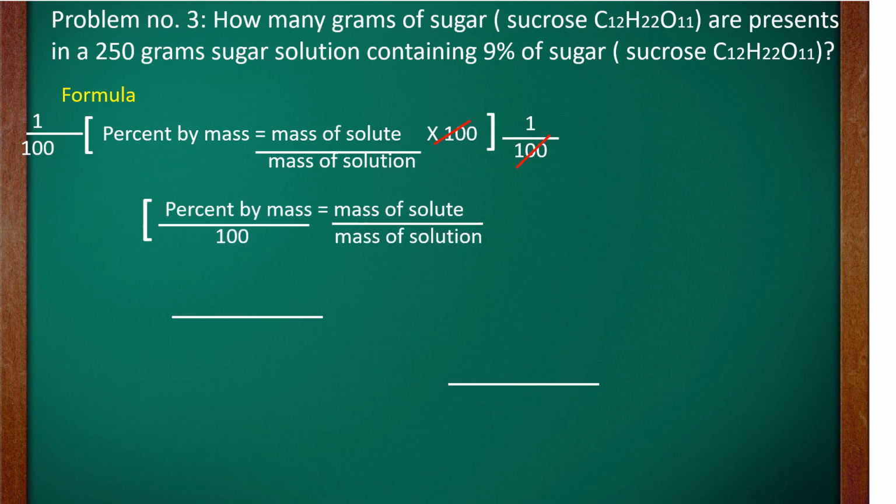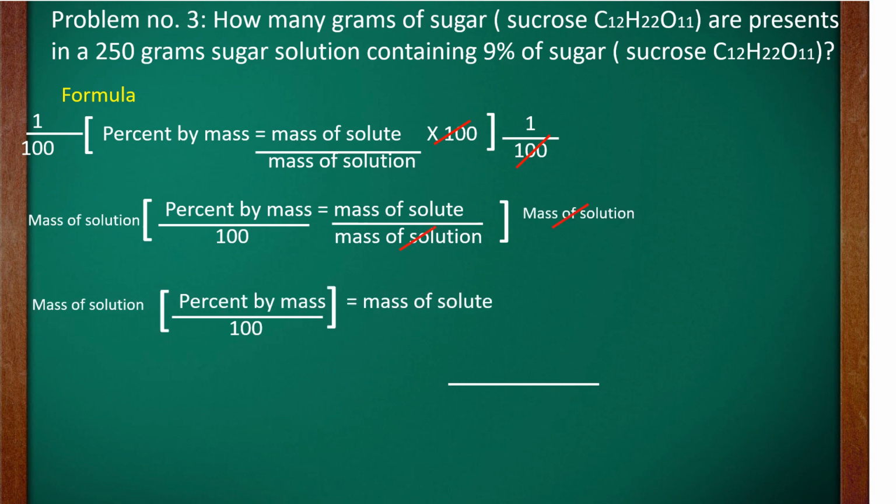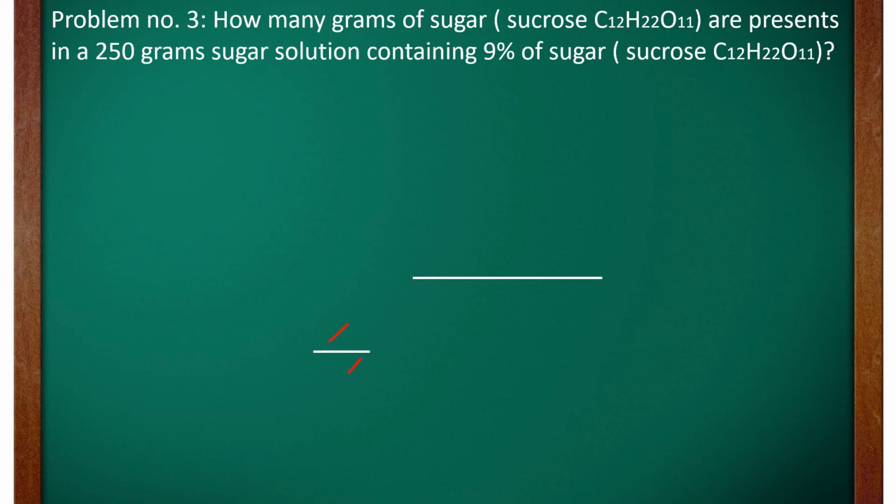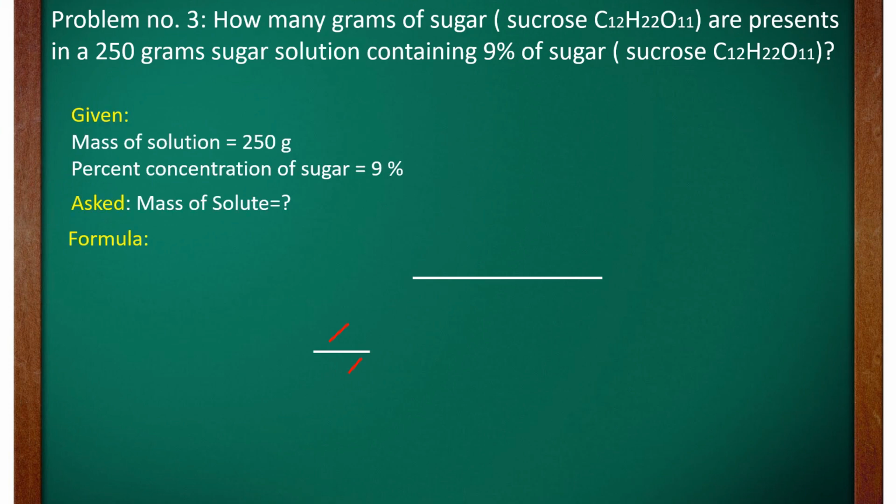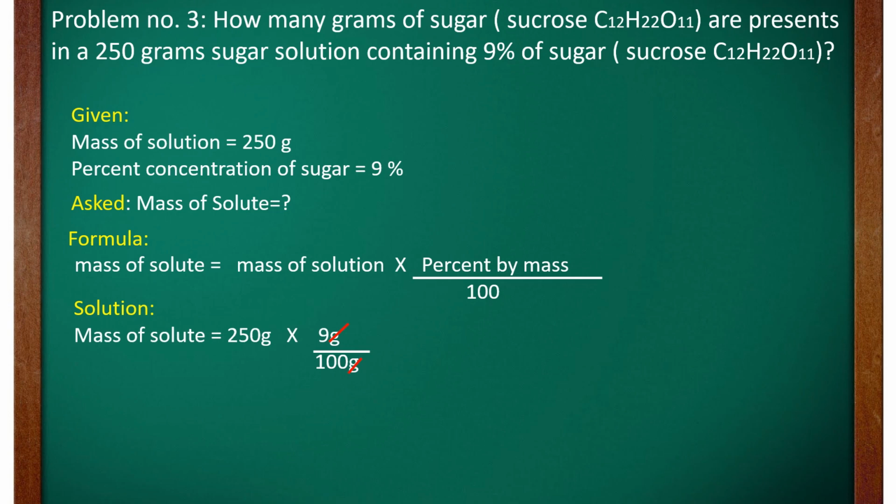Since we are looking for the mass of solute, we have to get rid of the mass of solution. So we simply multiply both sides by the mass of solution, then cancel. Then we arrive at this formula. We can also simply write this: mass of solute equals mass of solution times percent by mass divided by 100. So let's use this formula in solving problem number 3.